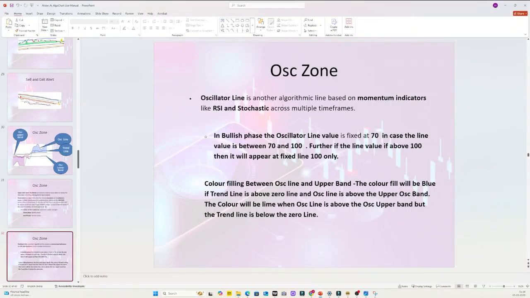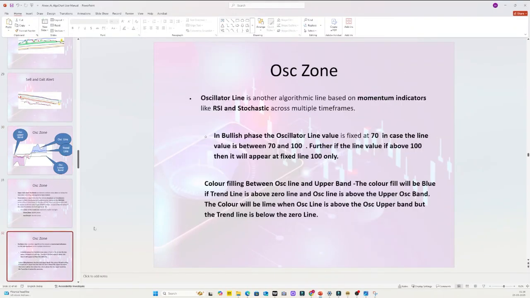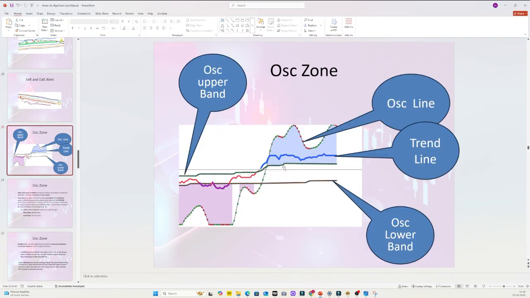Now we are coming to color filling. You might have seen that there is a color filling here, the band. Okay, I'm coming back to this. This is the color filling that we are talking about: the color filling between the oscillator and the upper line. We are talking about this blue color filling here, between the oscillator and the upper band. Opposite of this will be the lower band and the oscillator.